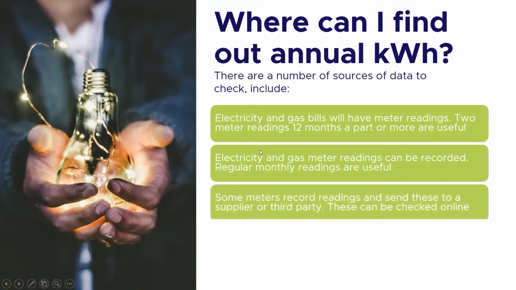Thirdly, some meters record their readings automatically, and they may be sending those just to your electricity or gas suppliers, but you might also be using a third party who will aggregate these meter readings. For example, there are online systems such as Stark, Zenergy, and others that you can use. And these can be checked online, logged into, and there may be annual and other figures there.